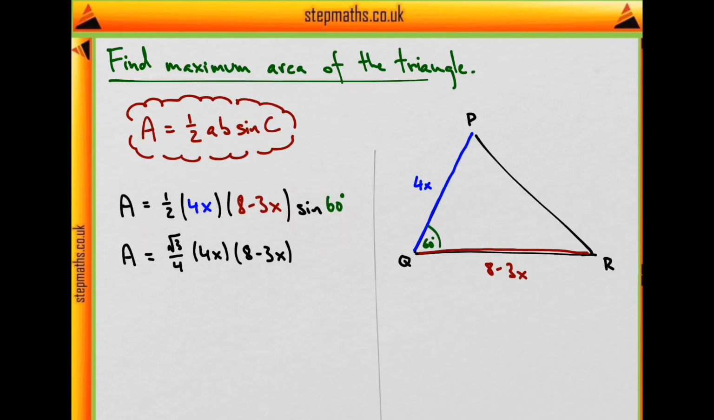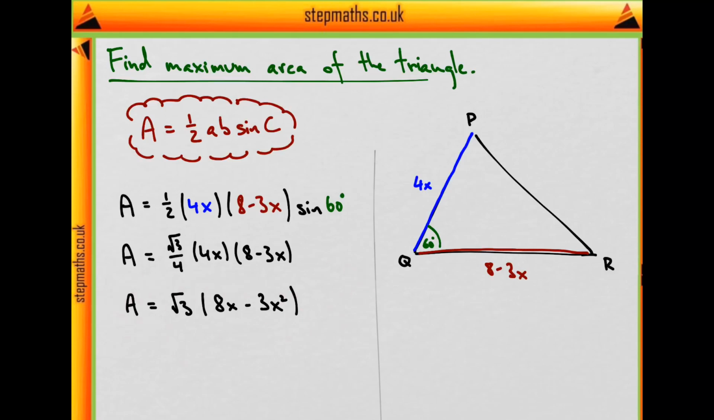And because sine 60 is √3/2, we get 1/2 times √3/2 is √3/4, and the two expressions in the parentheses. Finally, the area in terms of x is √3 times (8x minus 3x squared). Remember, we need to maximize this expression.